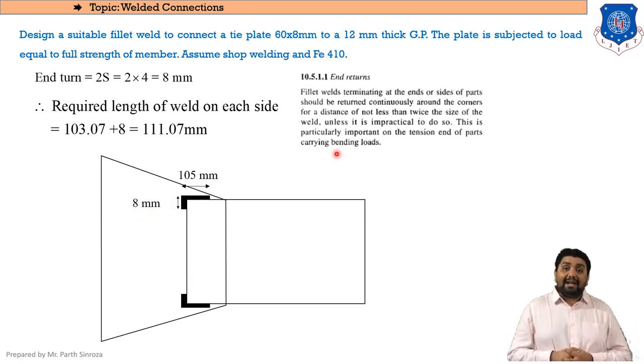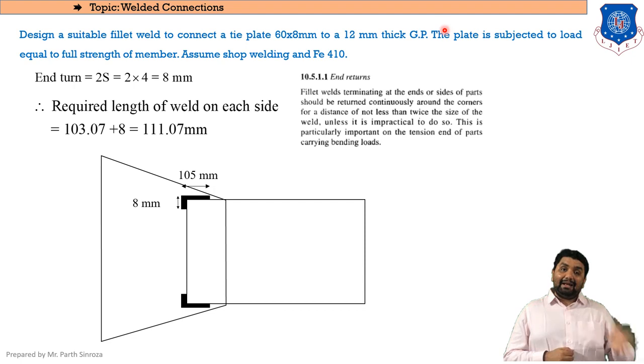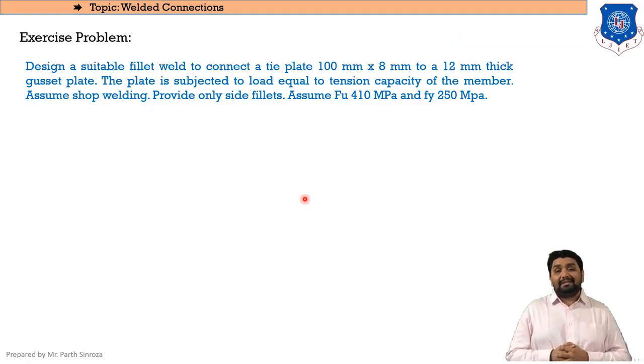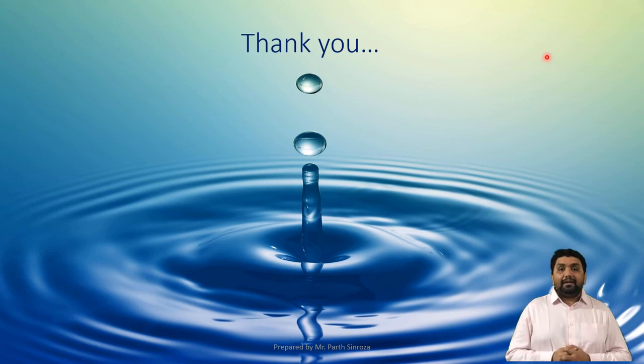Clear? So end returns are to be provided only when you provide welds on sides only. If you are covering side and end, that will be seen in the next lecture, then you don't need to provide any end return for it. So this is our design of the welded section. This will be our today's exercise problem, as we are starting with our new chapter or new topic. Solve this and we will cover more numericals in the next lecture. Thank you.